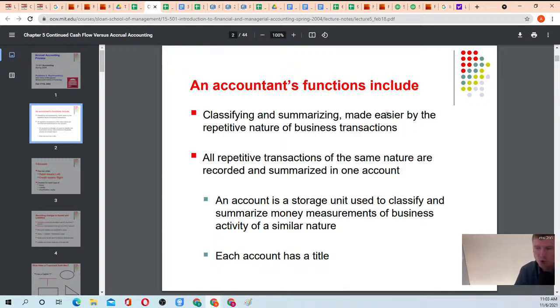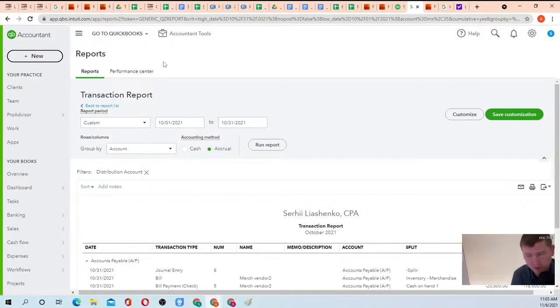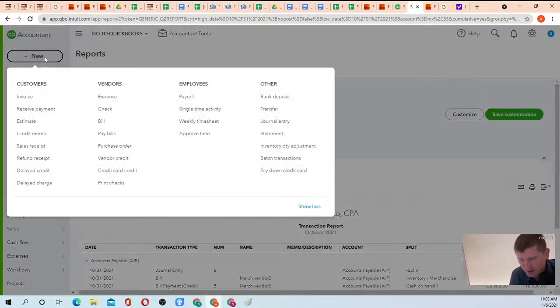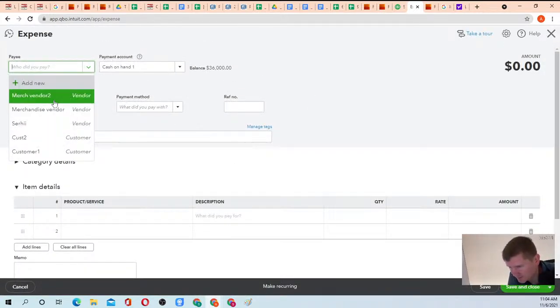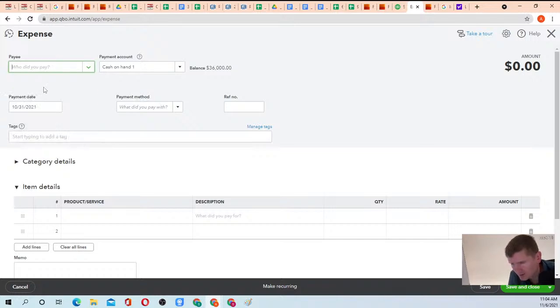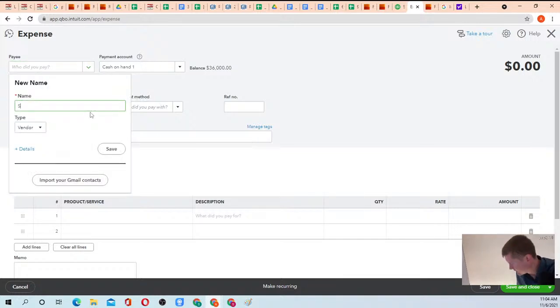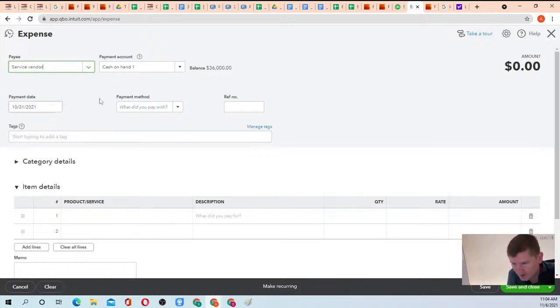So basically most of your day-to-day routine during the months will be going to QuickBooks, entering, okay, you can enter an expense if you paid it already. Let's do some expense here. Let's make a new vendor, service vendor. So you do an expense.